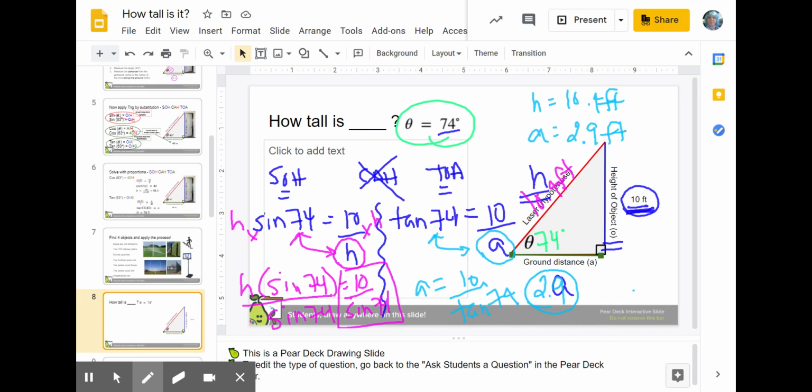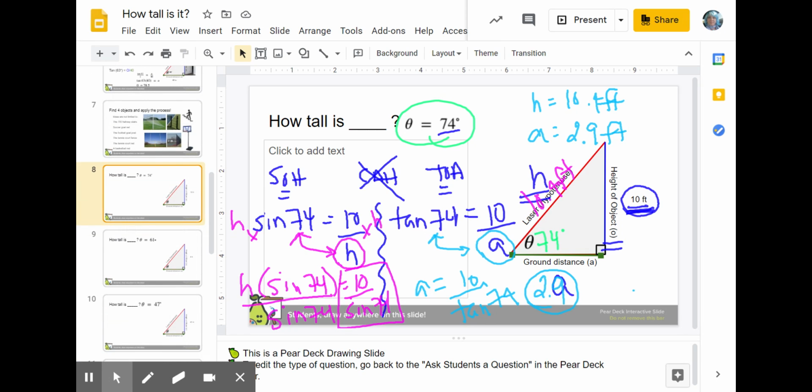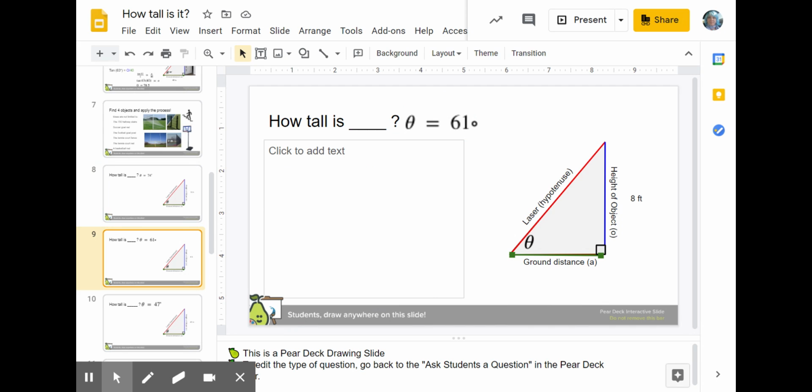And the whole reason to do this, to learn trig in the first place, is to be able to measure things that you can't measure with a ruler. Okay? That's kind of the idea. We're going to do a couple more together, and then I'm going to put you in breakout rooms and let you kind of work on them, and I'll pop in and out, okay?